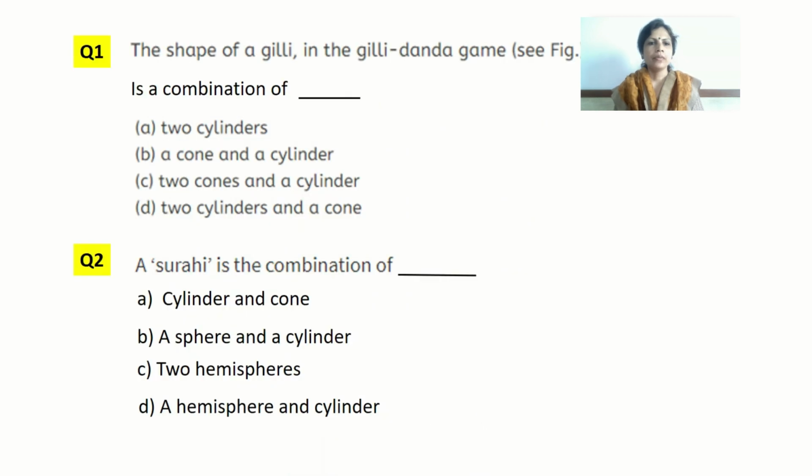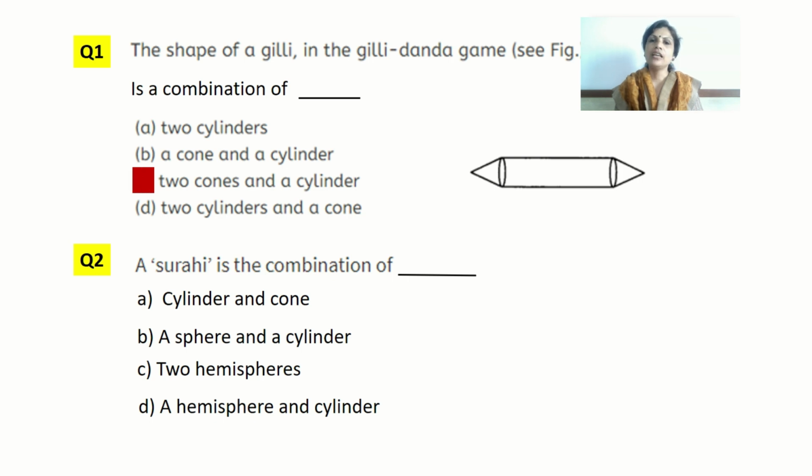So here we go. The shape of gilli in the gilli danda game. I hope you all have seen gilli danda. It looks like this. You are asked what is the shape of this gilli. If you look here carefully, it is made up of two shapes. The side of the gilli is conical in shape and at the center it looks like cylindrical. So two cones and a cylinder is the correct answer.